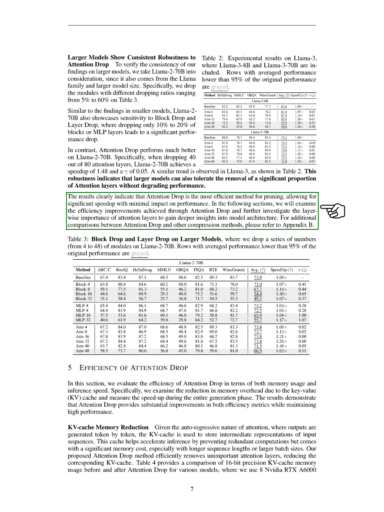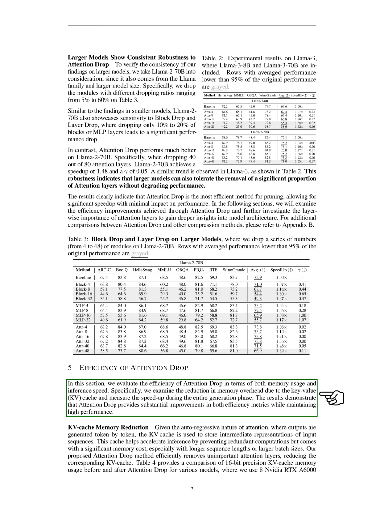Section: Efficiency of attention drop. In this section, we evaluate the efficiency of attention drop regarding memory usage and inference speed. We look at how much memory is saved by using the key value, KV, cache and measure the speed improvements during the entire generation phase. Our results show that attention drop significantly enhances both efficiency metrics while still performing well.